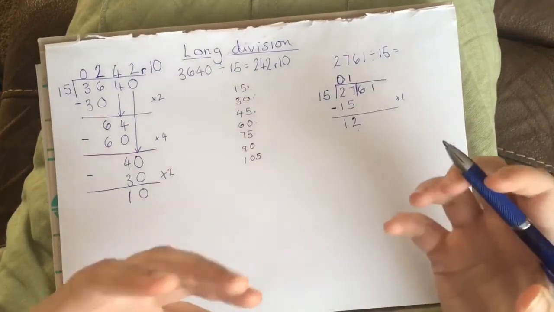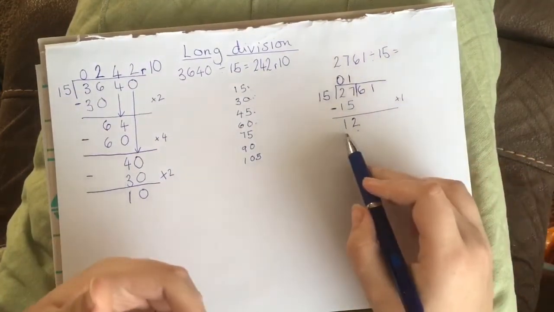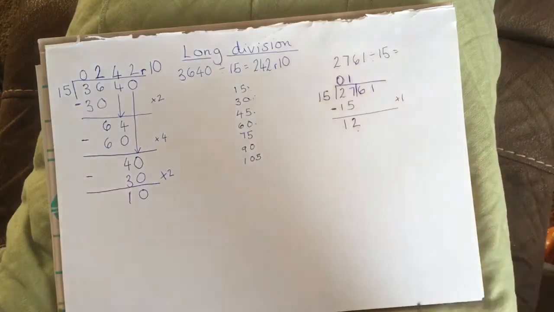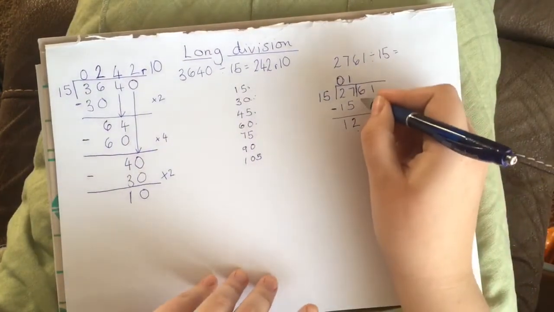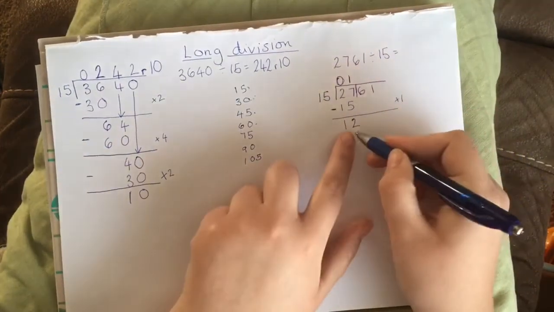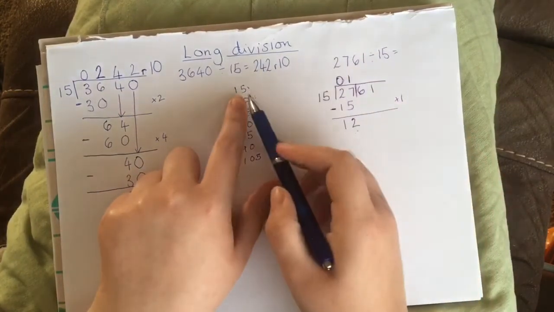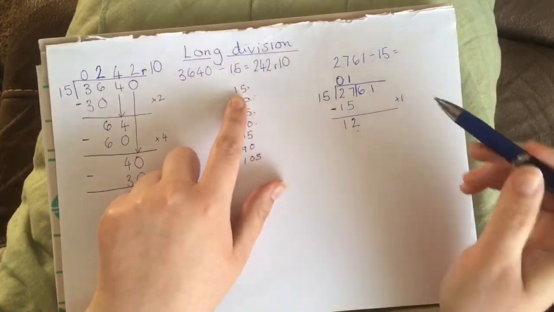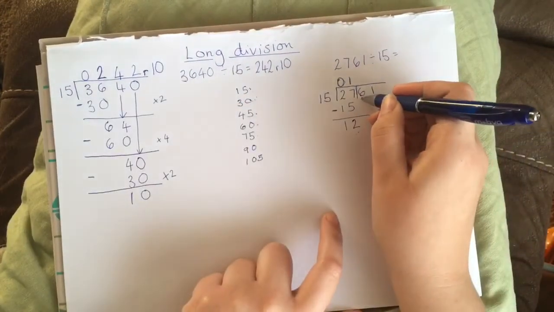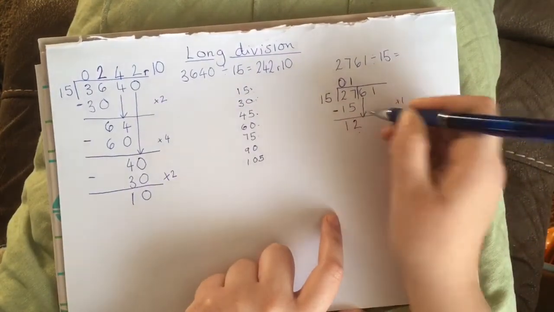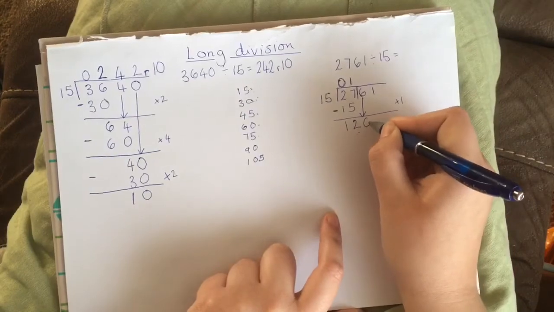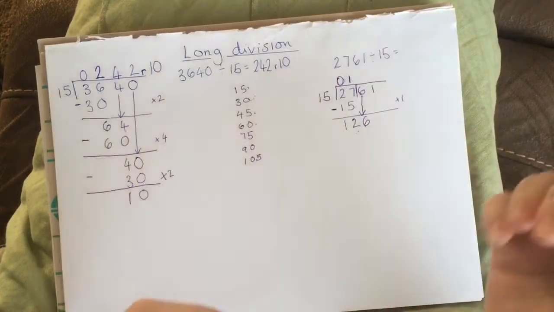So this is a really good way of explaining. Sometimes you end up with 3-digit numbers, and I'm going to show you here now. So I'm still going to drag my 6 down, because if we have a look, I've got 12 here. I can't take away 15 from 12, it's too small. So I need to drag my 6 down to make 126.